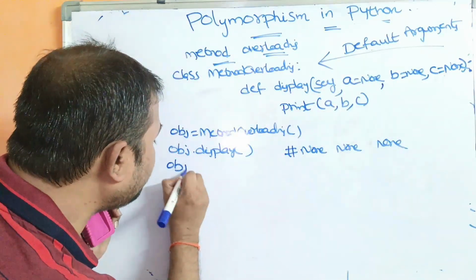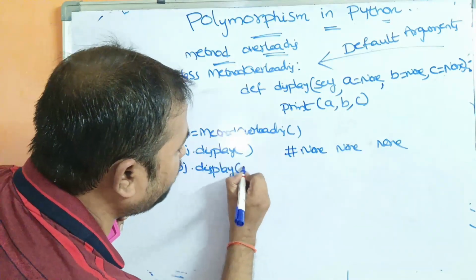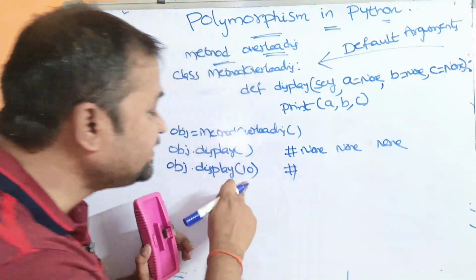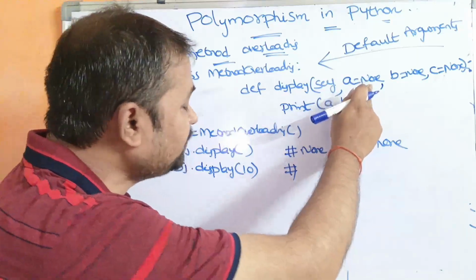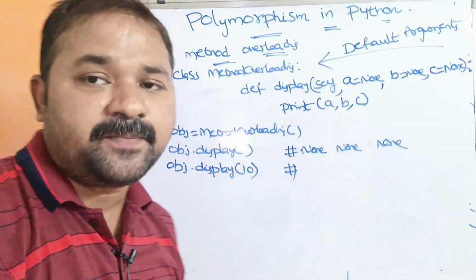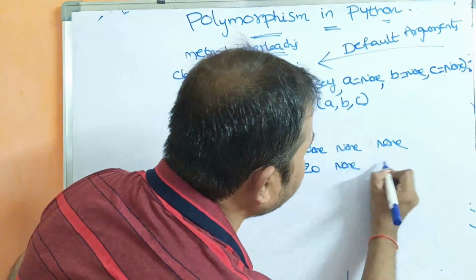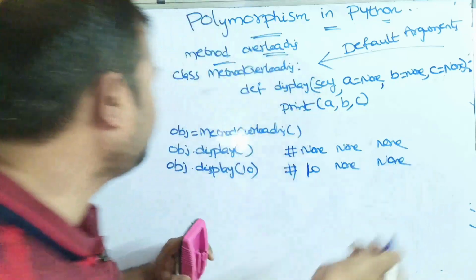Now let us call the function with a single argument: obj.display of 10. Now this 10 will be passed to A, whereas B and C will remain None. So what is the output now? A value is 10, B value is None, C value is None.